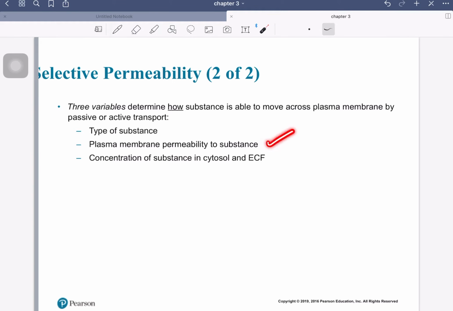The other thing is the plasma membrane's permeability to the substance. Now, remember, this can vary from cell type to cell type. We have to always remember that not every cell is the same in terms of the receptors it has, what can cross the membrane, what the cytosol is like inside, and the list goes on. Also, the concentration of the substance in the cytosol and the extracellular fluid, because, of course, things move from high concentration to low concentration. That can be a driving force to move things across a membrane if it has the ability to go across.